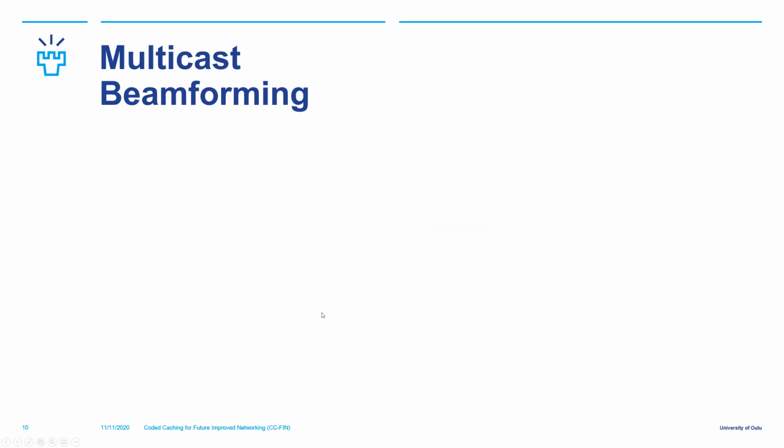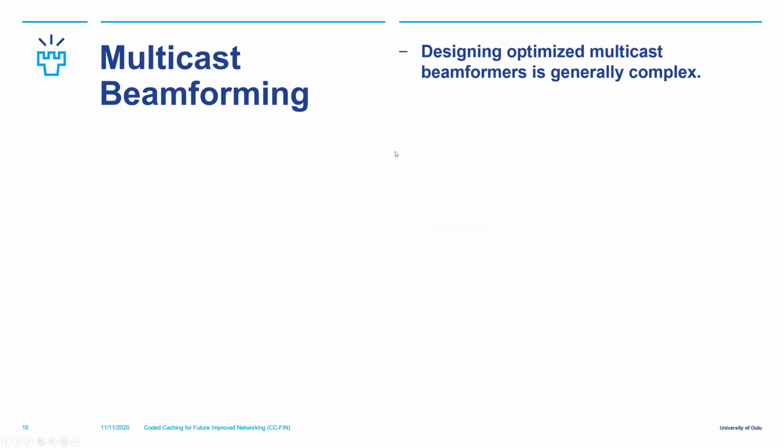And then after subpacketization, there is this issue of multicast beamforming. Multi-antenna coded caching requires multicasting because we are selecting groups of users of size T plus 1 and then multicasting coded data to these groups of users. Designing optimized multicast beamformers is generally complex. It's not just for coded caching, it's generally complex. And we need to find a solution for that.